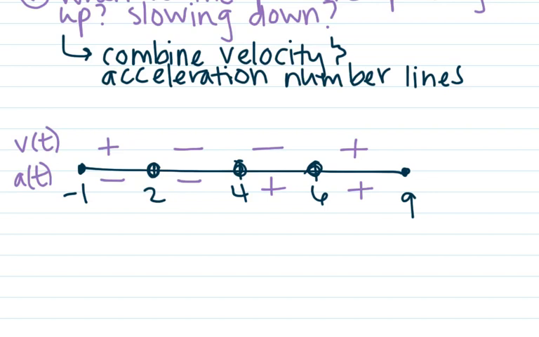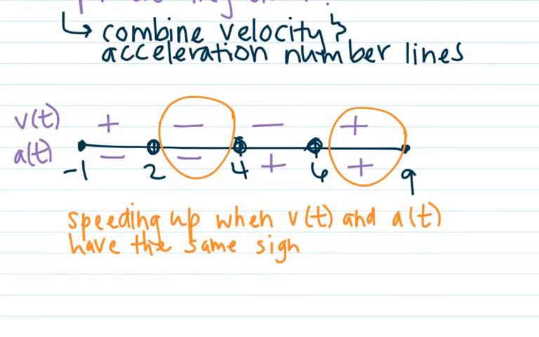So what causes a particle's motion to speed up is whenever the acceleration and velocity are doing the same thing. So there's 2 places here where our particle will be speeding up. It will be speeding up right here and right here. So you'll notice it doesn't matter which direction it's moving in. If the acceleration is also moving in the same way, that's what causes it to speed up. So we're always looking for their signs to be the same. And for this particular problem, speeding up will be occurring from 2 to 4 and from 6 to 9.